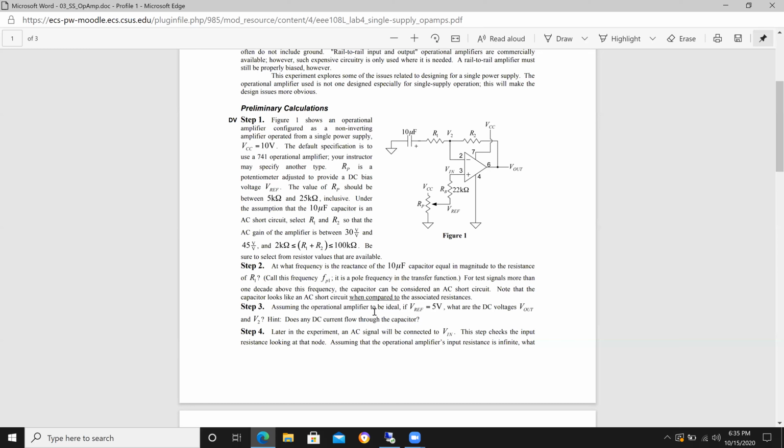Step 3: assuming the operational amplifier is ideal, if Vref equals 5 volts. Let's get in front of that right now because this lab was written up for using a 10 volt supply. So set Vref equal to, let's do probably 2.5 volts. We'll just go right in the middle for right now. So do 2.5. Then it asks you, what are the DC voltages Vout and V2?